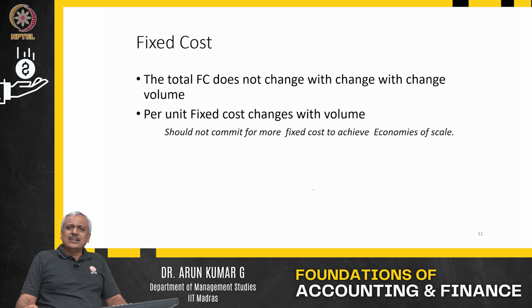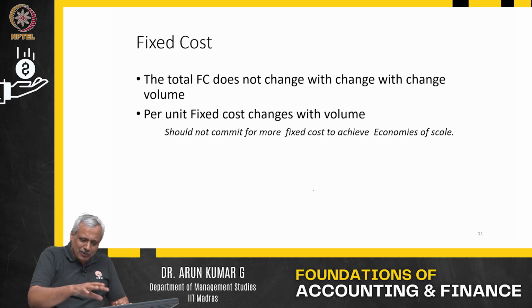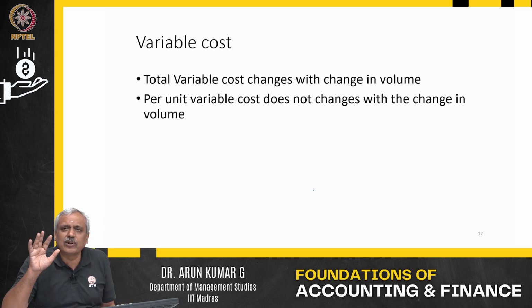That is why I said, fixed cost does not change with the change in volume. I manufacture 100,000 pieces, my fixed cost, rent, is the same. I manufacture only one piece, rent is the same. So the total overall fixed cost remains the same, whereas per unit it changes. 10,000 units I manufacture, I divide the cost by 10,000. 1 unit I manufacture, I divide it by 1. 1 lakh units I manufacture, I divide it by 1 lakh. So per unit fixed cost always will change with the volume. Whereas when I talk about variable cost, total variable cost changes with the change in volume.